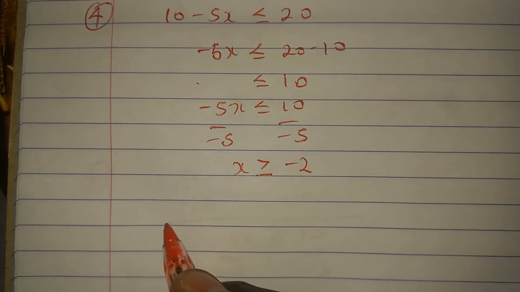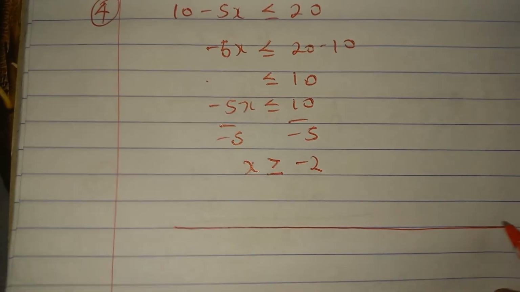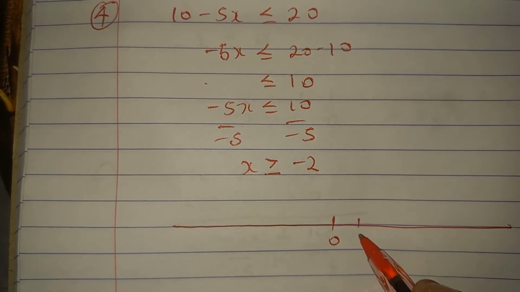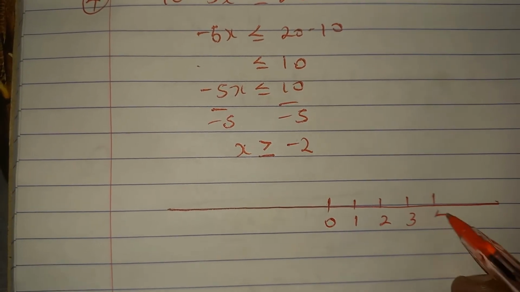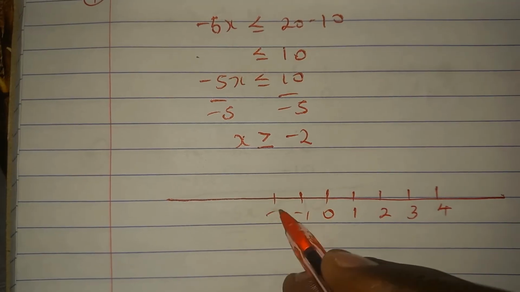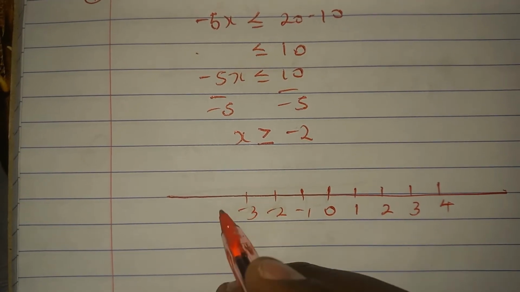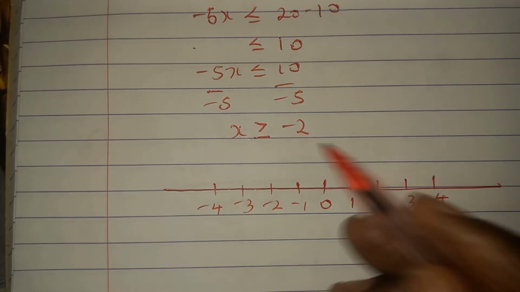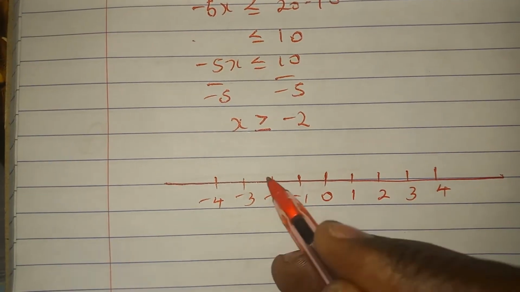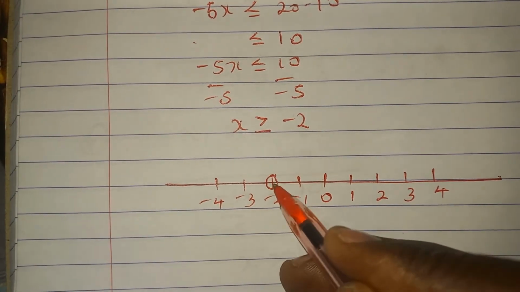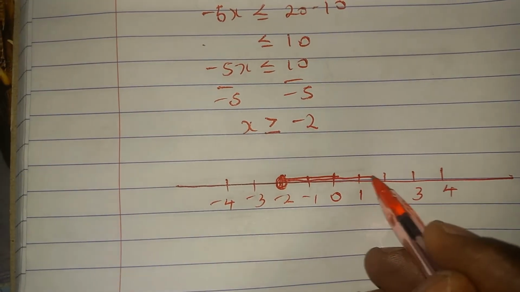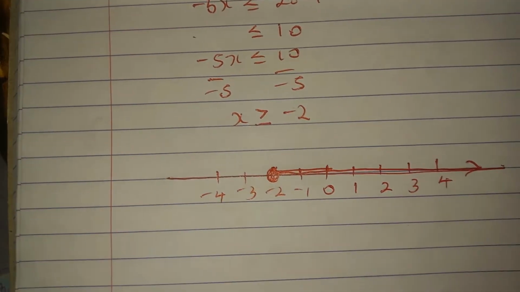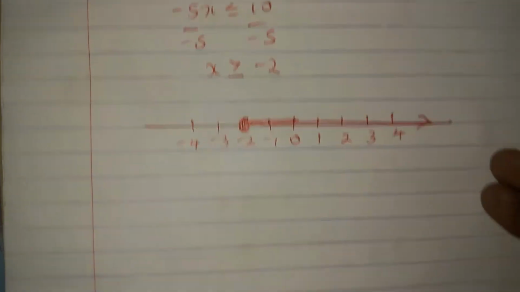So to graph this solution on a number line, we first start by drawing a number line there. Then, since x is greater than or equal to minus 2, we draw a closed circle at minus 2, then shade all points to the right of it. And that will be your solution.